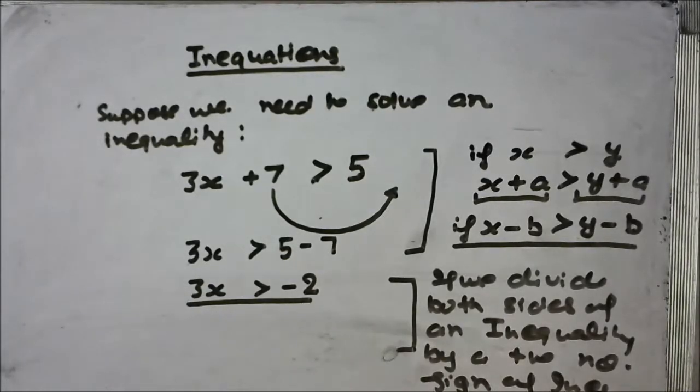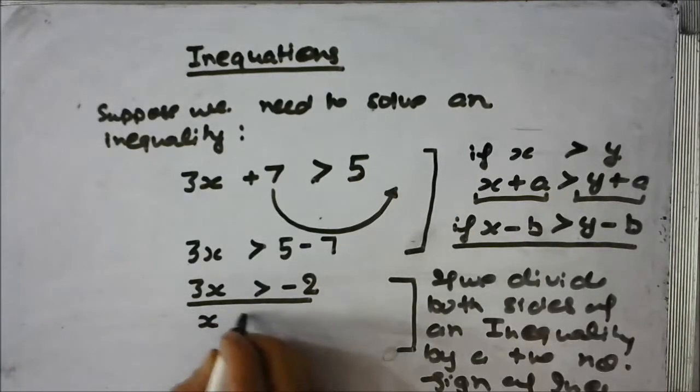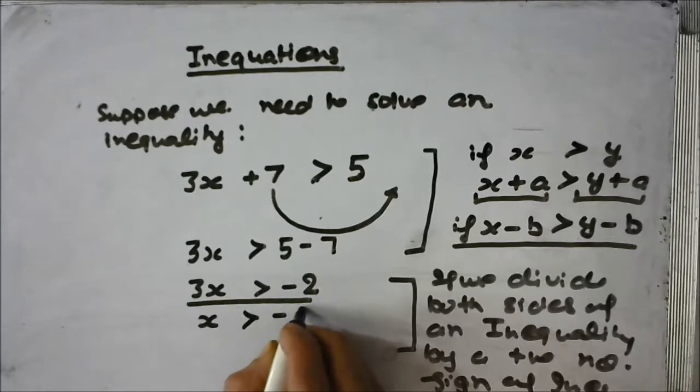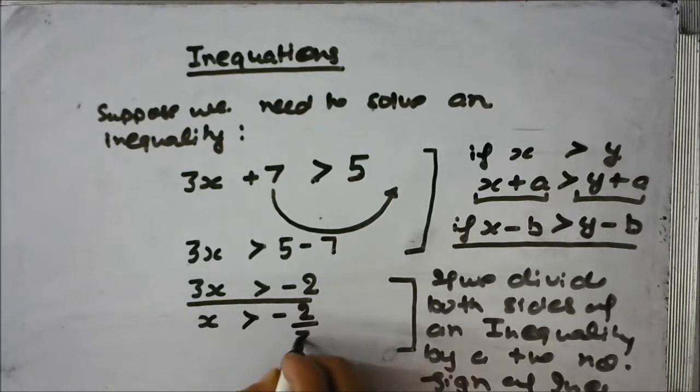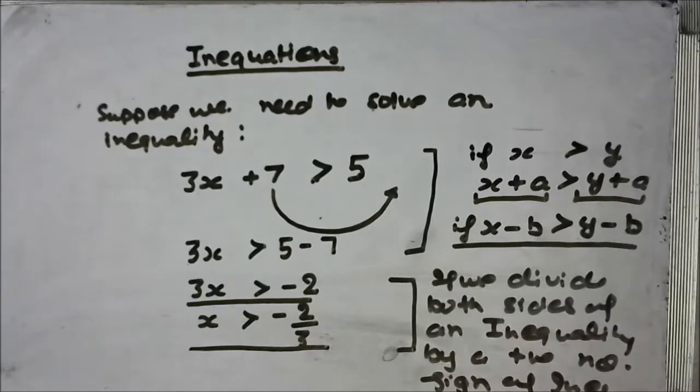So I will divide both sides by 3, which is equivalent to taking 3 in the denominator on the right side. So I arrive at this result that x is greater than minus 2 by 3. This result can be expressed in various forms. I can express this result on the number line.